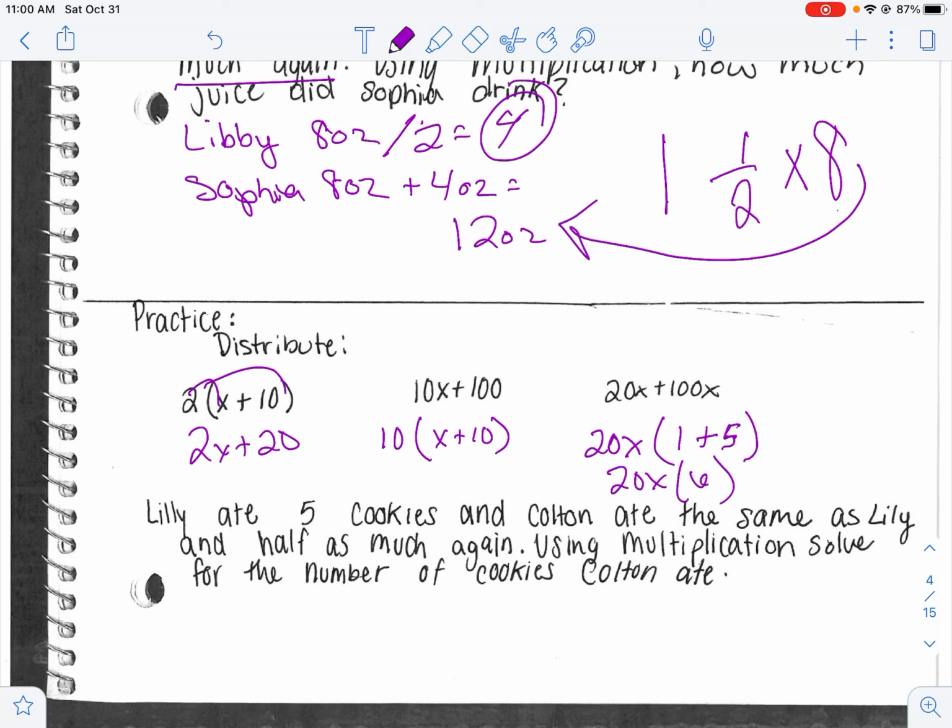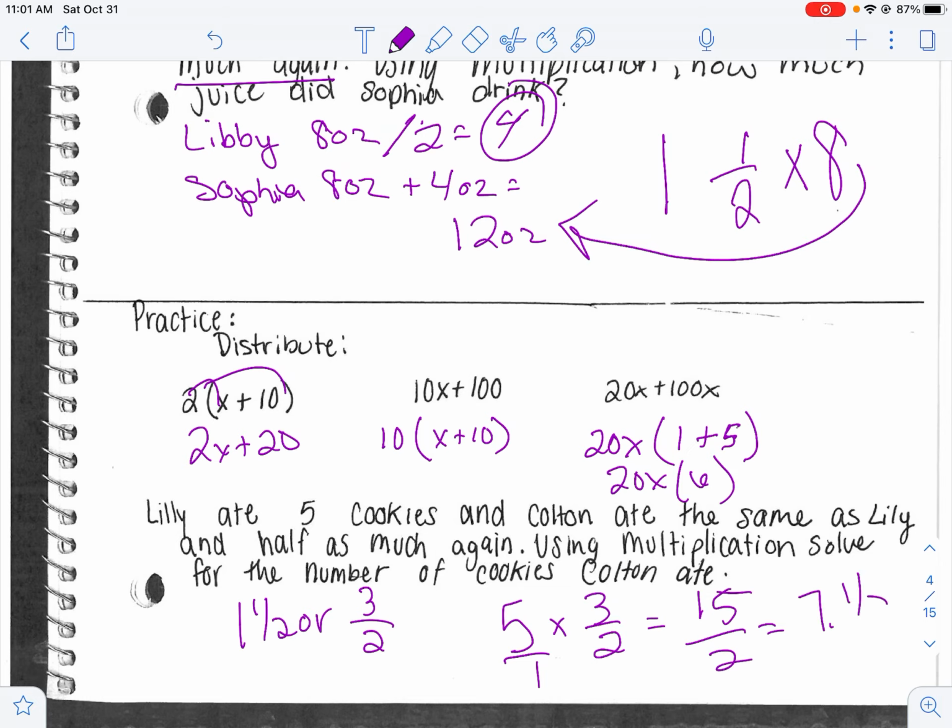Okay, so Lily ate 5 cookies, and Colton ate the same as Lily and half as much again. So using multiplication, let's solve this. So we learned earlier that half as much again is also 1 1/2 or 3/2. That's just the improper fraction. 3/2 may be easier to use. So if they say that they ate the same amount and then half as much again, you take the original times 3/2, and that will give you how many cookies Colton ate. So Colton ate 15/2, or 7.5 cookies.